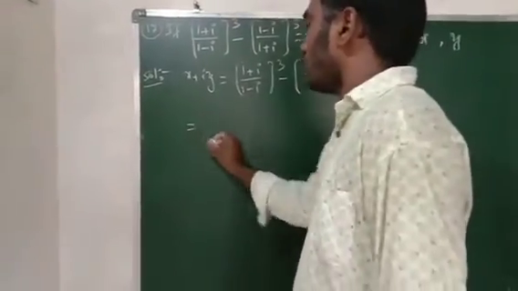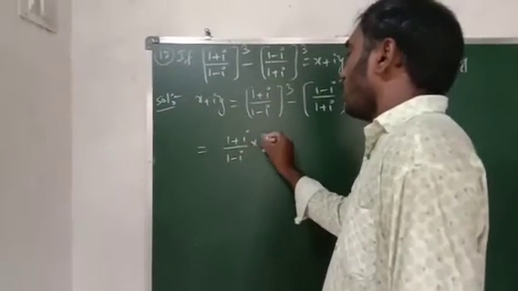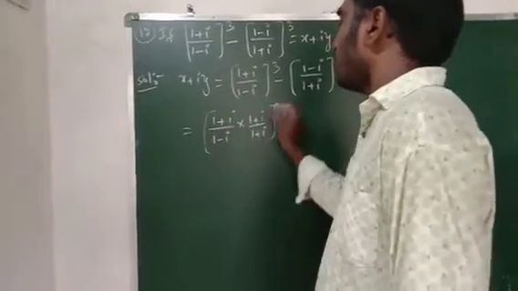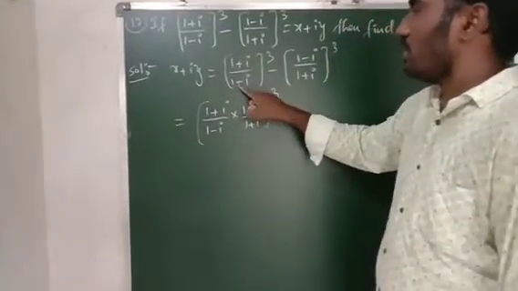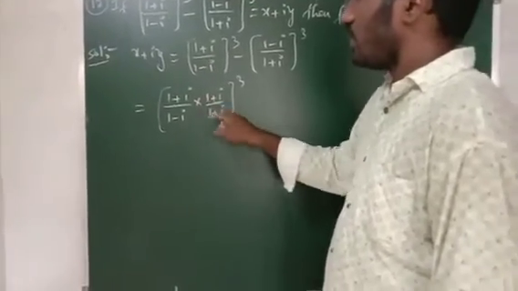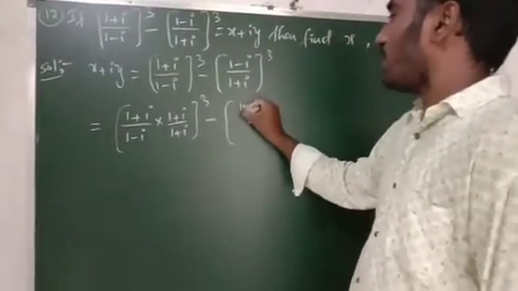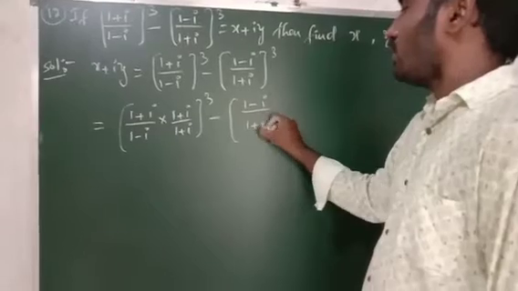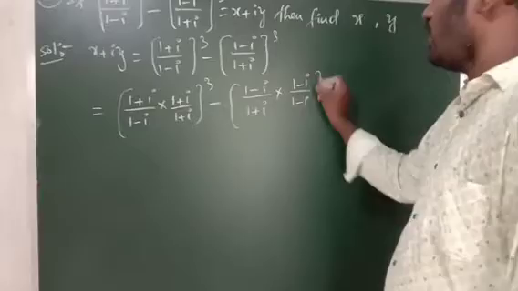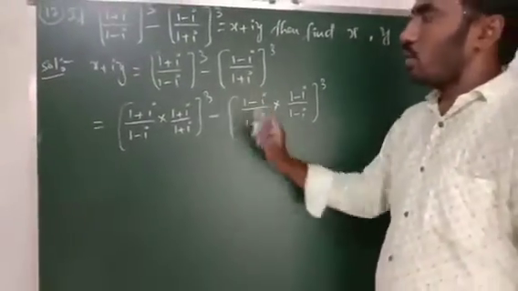So this is equal to 1 plus i by 1 minus i into 1 plus i by 1 plus i. I am rationalizing the denominator of this first part, 1 minus i. So multiply and divide with the 1 plus i term. That means rationalizing the denominator. In the same way, in the second part also we have to rationalize the denominator, that is 1 plus i. So this is equal to 1 minus i by 1 minus i whole power 3. In the first step we have rationalized the denominator of these two parts.